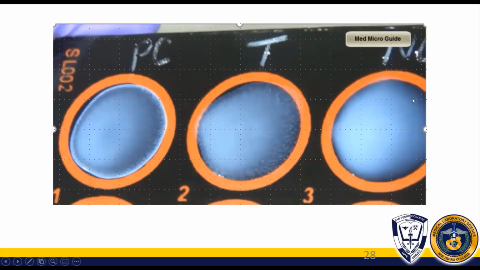Is agglutination observed? May agglutination ba? Nope, definitely not. The fluid is homogeneous. No clumping is observed. Therefore, negative reaction. Check again. The positive control yielded a positive reaction. The negative control yielded a negative reaction, as expected.